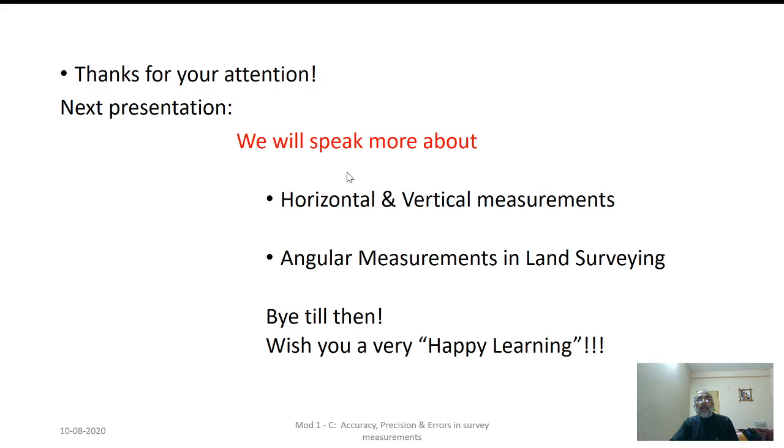We'll discuss more about horizontal and vertical measurements as well as the angular measurements in land surveying in our subsequent presentations. As we deal with horizontal measurement, vertical measurement as well as angular measurement, the concepts that we try to discuss for traversing and triangulation will be touched upon as and when required, and accordingly the concepts will be clearer to you.